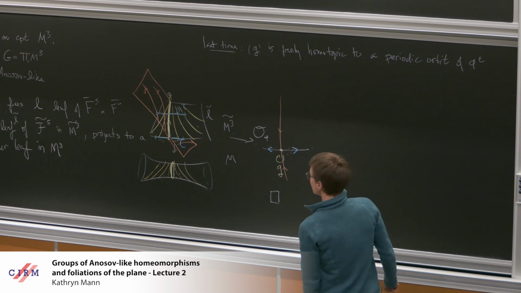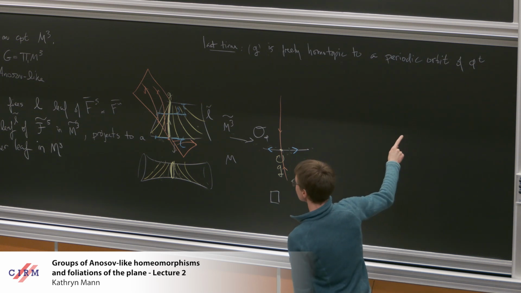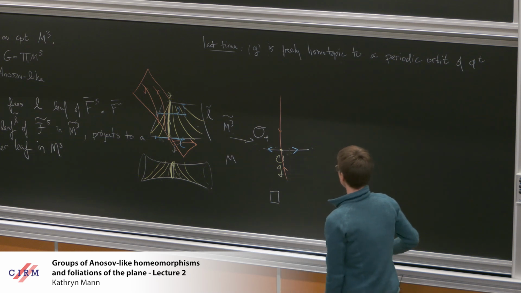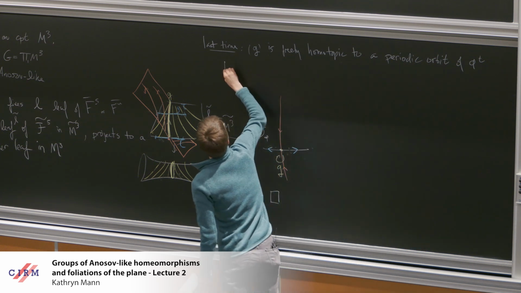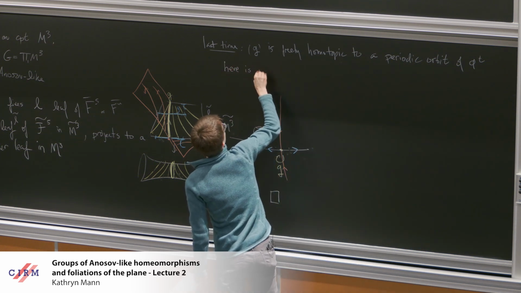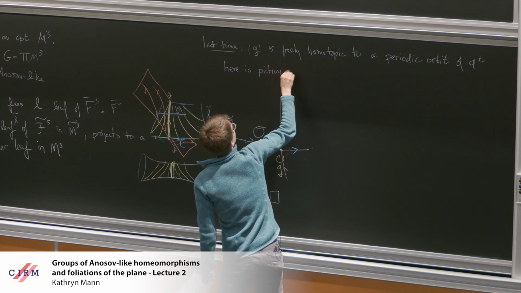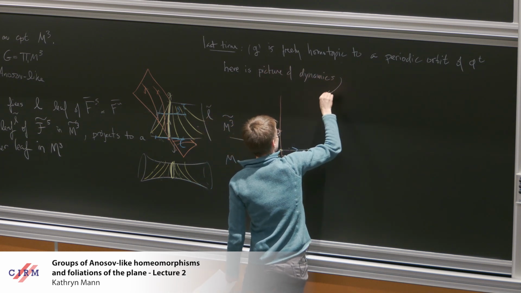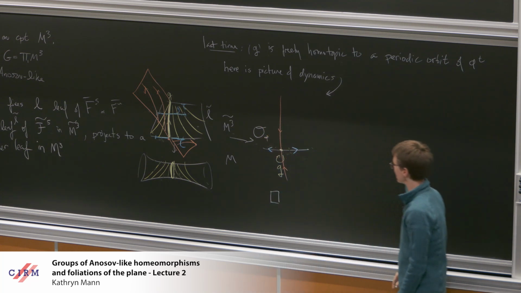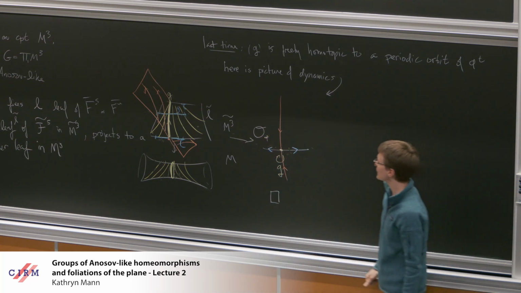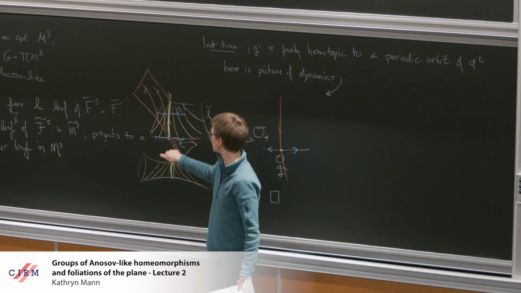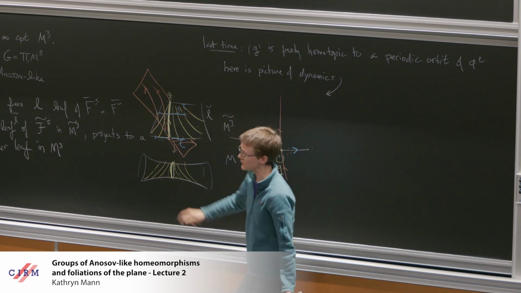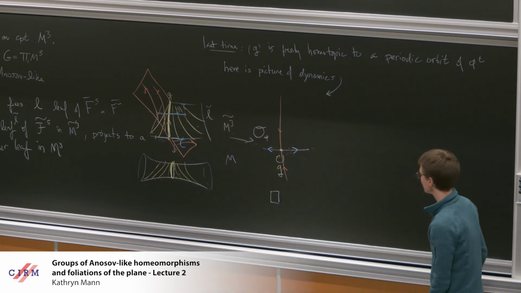Okay. So I wrote very few sentences and drew a lot of picture. So I'll say here is picture of dynamics. And the key property we used is the divergence convergence of orbits and the fact that deck transformations are acting by isometries. That's really all we had to use there.